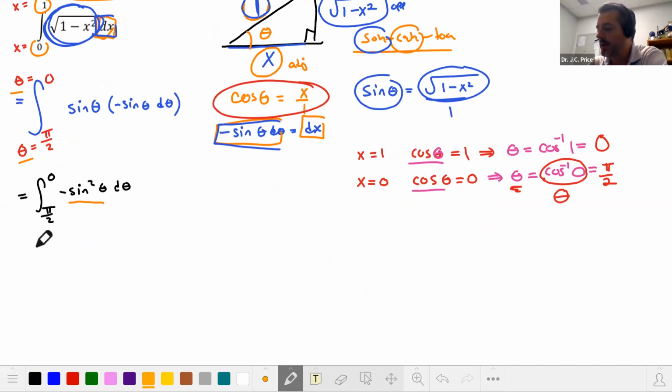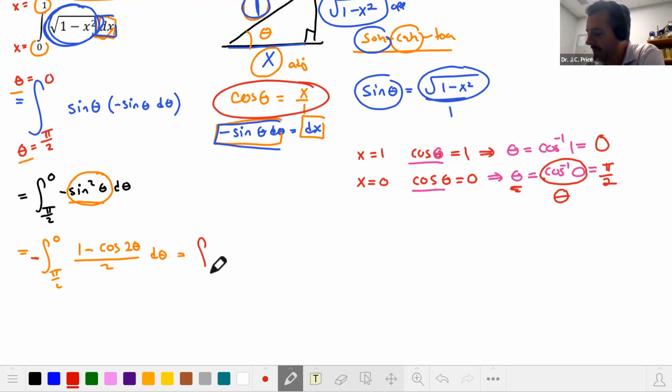So I know this trig identity, so from pi over 2 to 0, and I'll move that negative to the outside. I know how to rewrite that in terms of cosine of 2 theta. So that's 1 minus cosine of 2 theta divided by 2 d theta. Right, that's that power reducing identity. So it takes a power of sine and reduces it to a lesser power, but using the cosine of 2 theta. And so then that's going to be equal to, I guess I'll move that minus through again and clean this up. So this is going to be the integral from pi over 2 to 0. I can put this 2 over here, so I get negative 1 over 2.